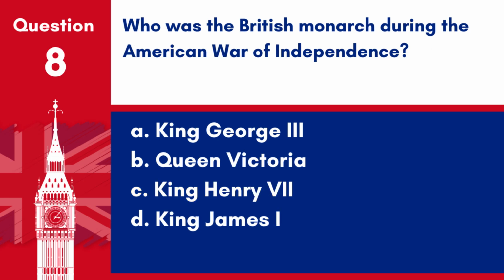Question 8. Who was the British monarch during the American War of Independence? A. King George III, B. Queen Victoria, C. King Henry VII, D. King James I. Answer: A. King George III. King George III was the British monarch during the American War of Independence.